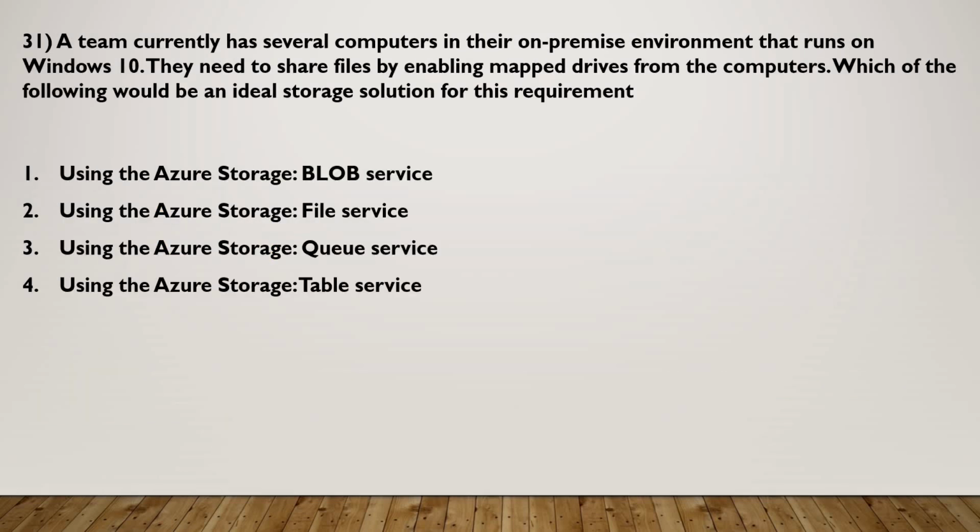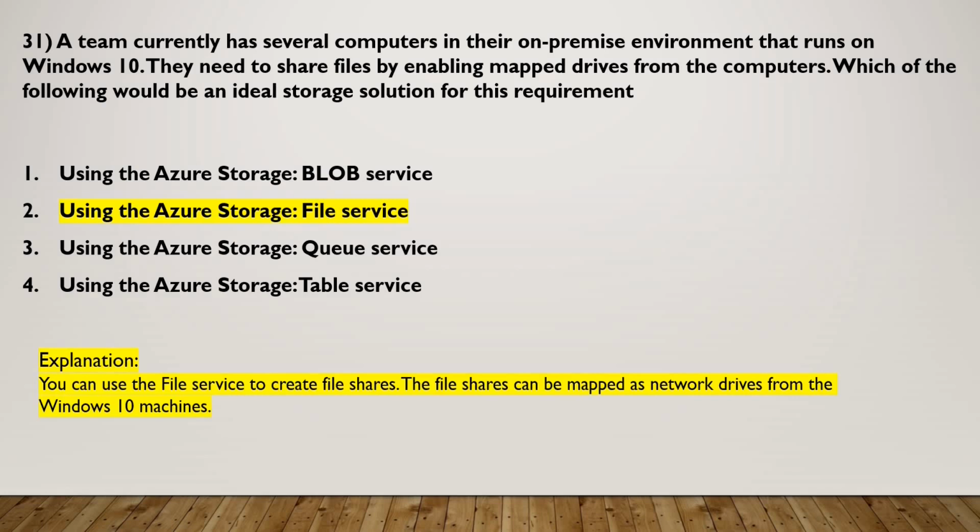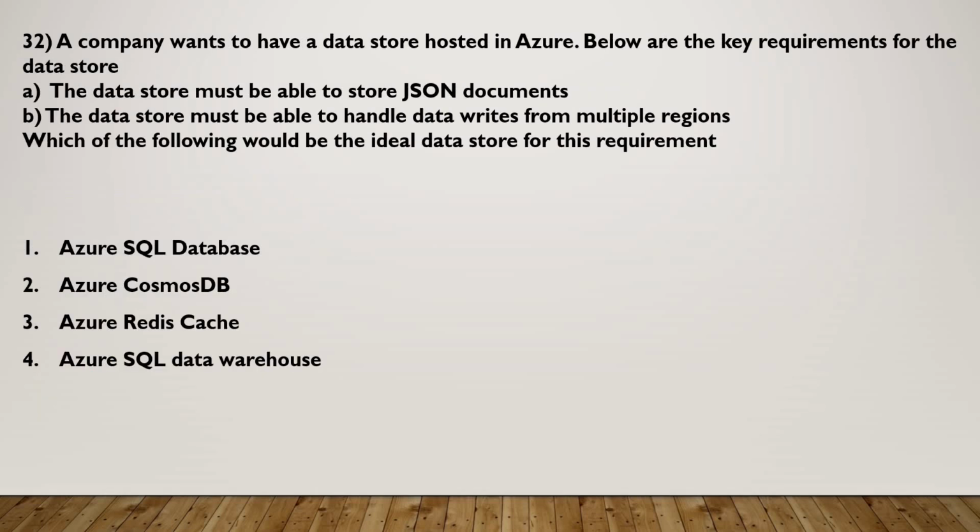A team currently has several computers in their on-premises environment that run on Windows 10. They need to share files by enabling mapped drives from the computers. Which of the following would be an ideal storage solution for this requirement? We can use Azure Storage File Service. You can use File Service to create file shares. File shares can be mapped as network drives from the Windows 10 machines.